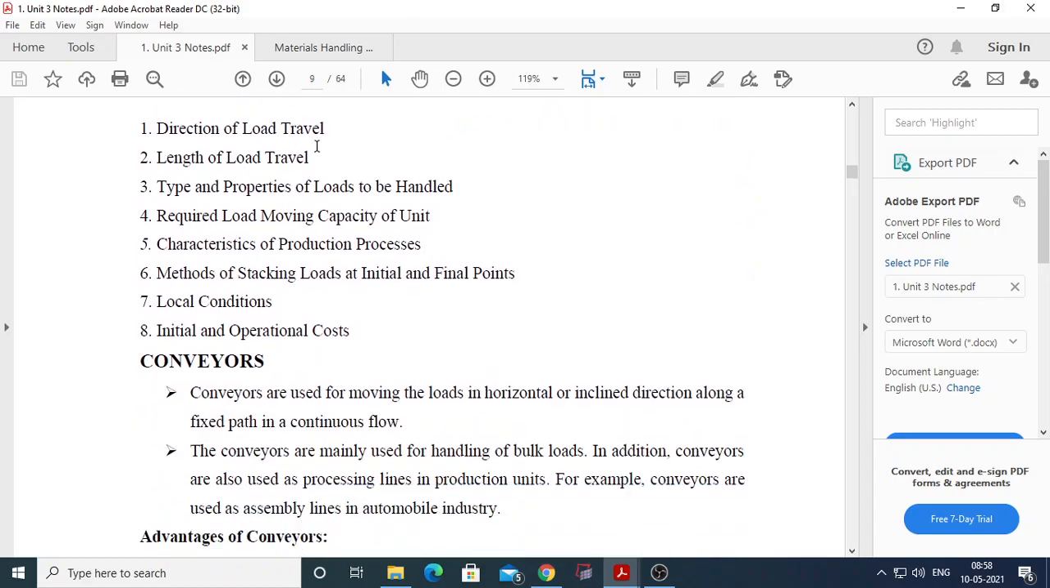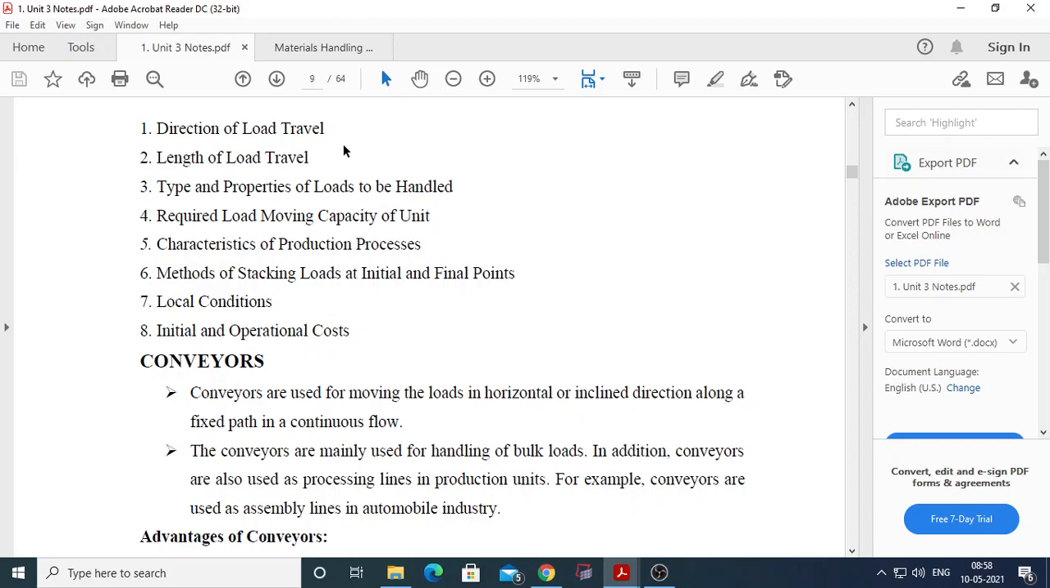Direction of the load travel. This is a very important guideline. If the direction of the load travel is vertical or close to vertical, you have to choose the correct equipment. If the load travels in the vertical direction, then you have to choose a hoist, a crane, or an elevator for the vertical direction.